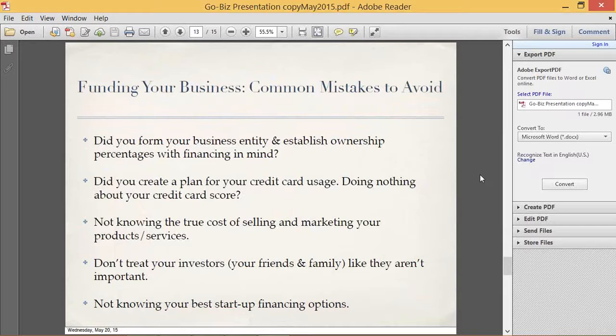And the other option is, don't treat your investors, which are often family and friends, as if they're not important. Your first line, your family and friends, and the people that come and invest in your business, keep them as professionals and as a business partner. So, and then the last point here on mistakes you want to avoid, not knowing your best startup and financing options. One of the advantages of coming to the SBDC is that you do have an opportunity to learn what other options are out there.